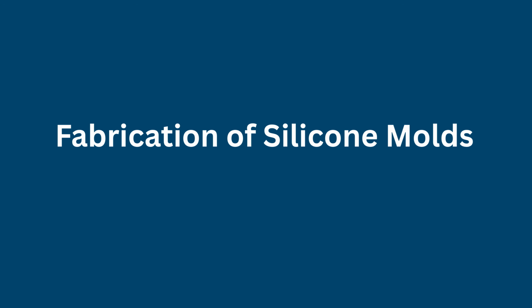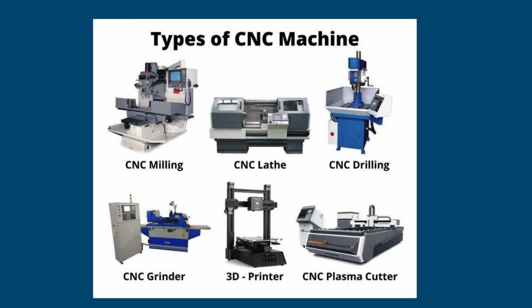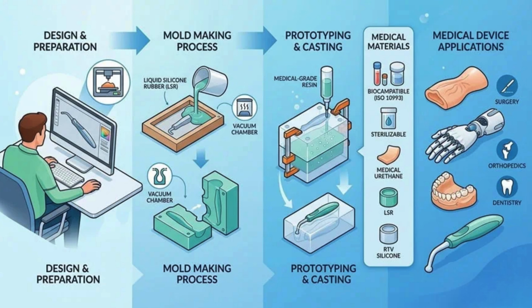Fabrication of silicone molds. The fabrication of silicone molds begins with preparation of a master model that defines the final geometry. Traditionally, masters were fabricated by CNC machining, precision machining, or hand sculpting. Modern practice increasingly employs SLA, DLP, PolyJet, or high-resolution fused deposition modeling, FDM, 3D printing, because these technologies provide excellent dimensional accuracy and rapid turnaround.